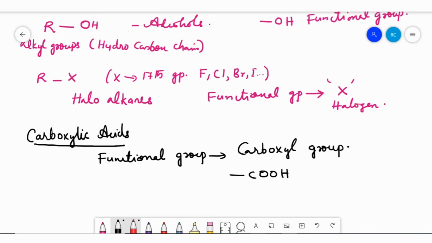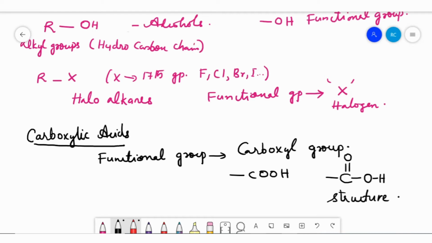Its detailed structure we can write in this way: C, where one of the oxygens is a double bonded oxygen, and the second oxygen is a single bonded oxygen, which is again linked to one hydrogen atom. So this is the structure of the carboxyl group.